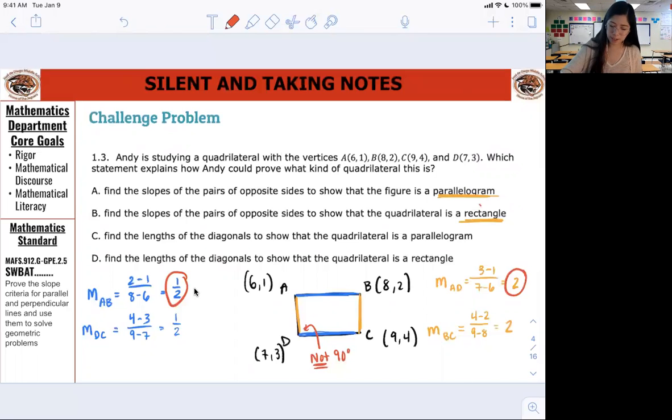So it's not a rectangle. We can basically get rid of that answer altogether. And we know that A is correct because we need the slopes, not the lengths. So A is our answer.